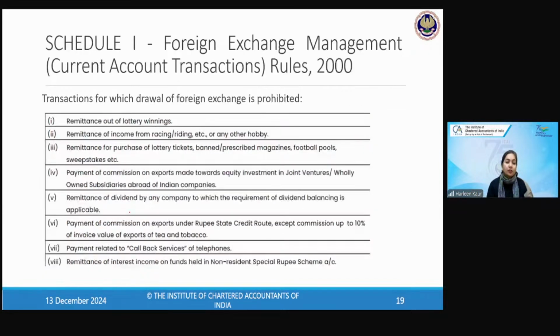Which point have you not understood? The last point is related to the non-resident special rupee scheme account. So here it specifically tells you that if you are a foreign citizen and you have come to stay in India, say for example, you are a student who has been studying in India.